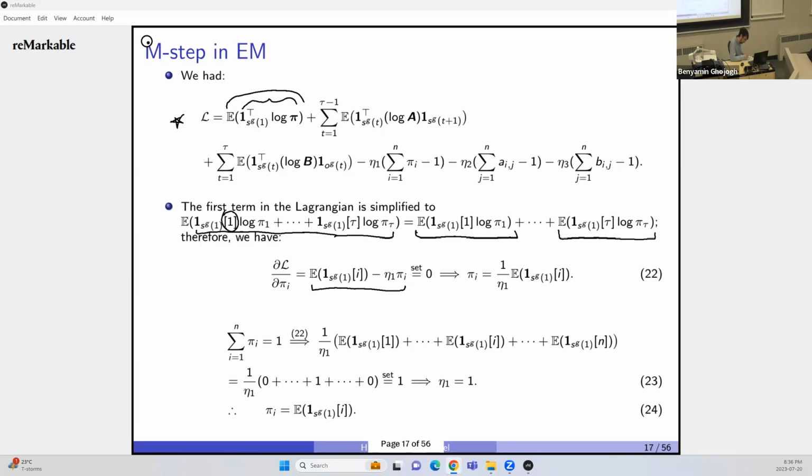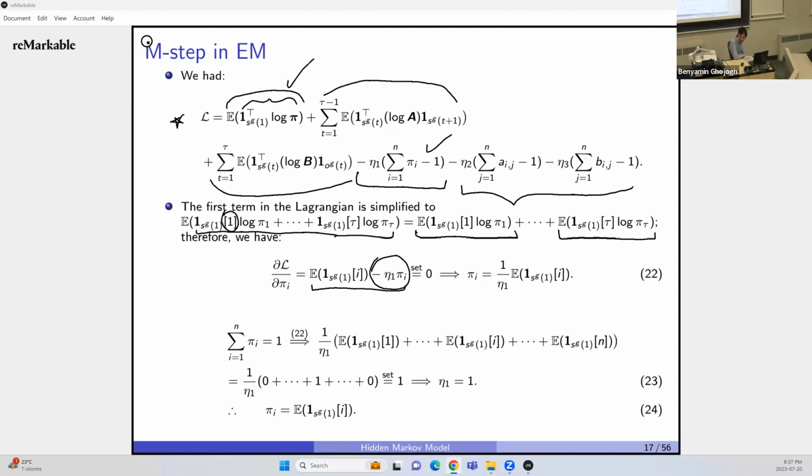So what is this term? Do you know what this term is? This is for the Lagrangian. So here I have this. Also the first term. By the way, the second term and the third term are constant with respect to pi I, so they go away. These two last terms also are constant with respect to pi I. They go away. I only have these terms, right? The first term, I simplified it in this way. And this term's derivative with respect to pi I becomes minus eta 1 pi I.